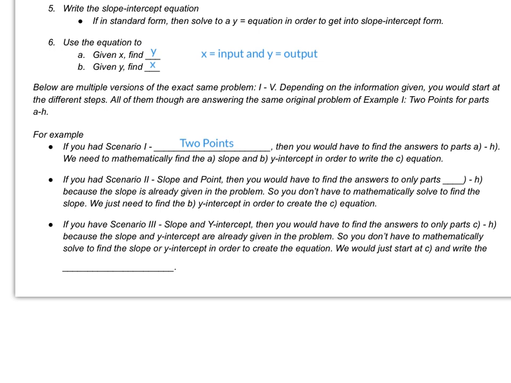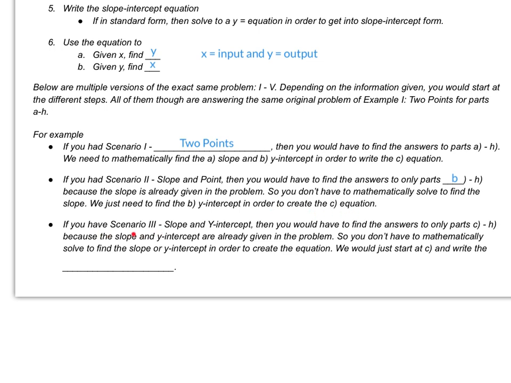Now, let's say instead you actually had scenario 2, where you're given the slope and a point. On the first scenario, we had 2 points, so we had to find the slope, y-intercept, and the equation. Now they tell you the slope and a point. So now you only have to do parts B through H, because the slope is already given in the problem. They literally tell you what the slope is. So now you just have to find the y-intercept in order to create the equation.